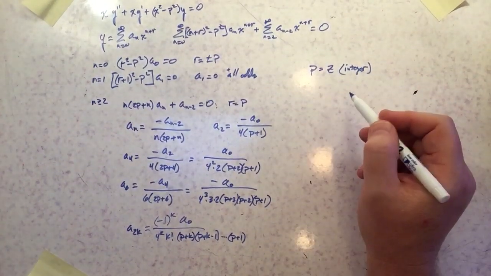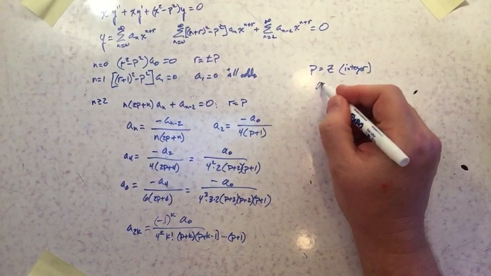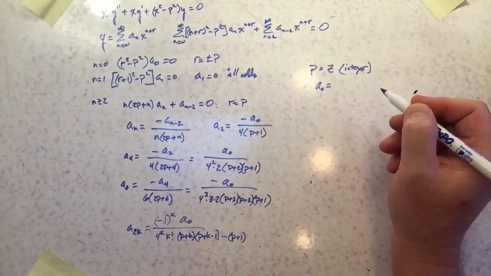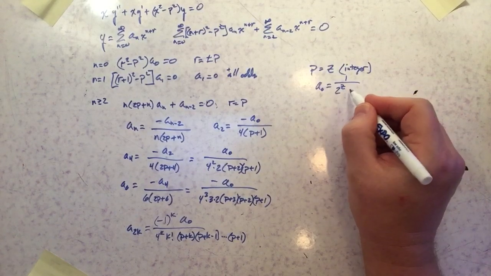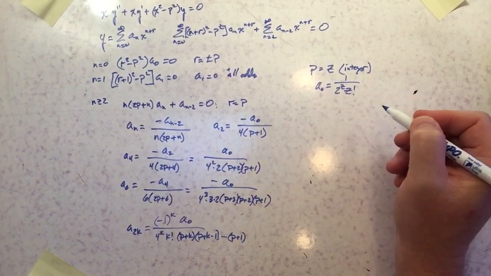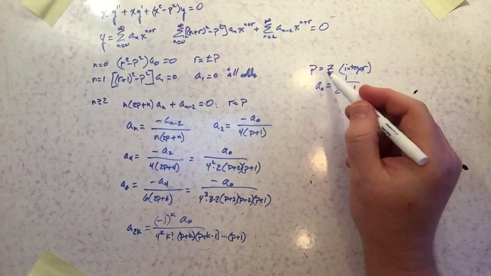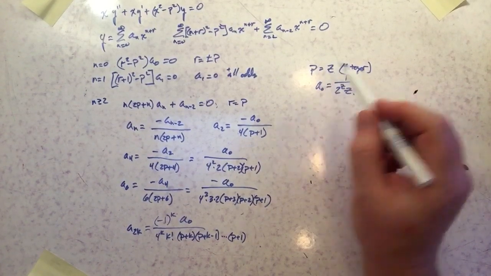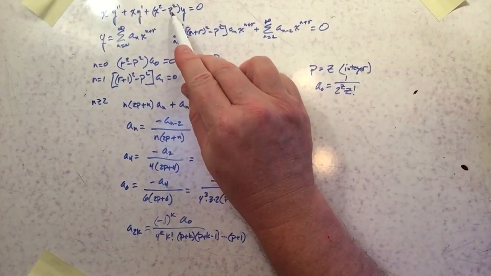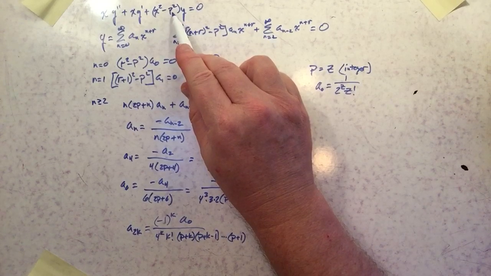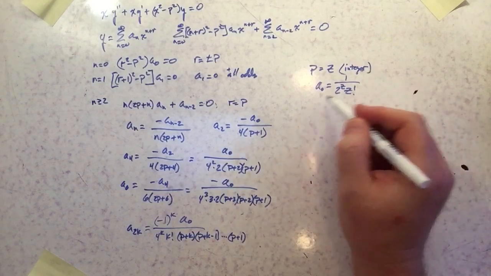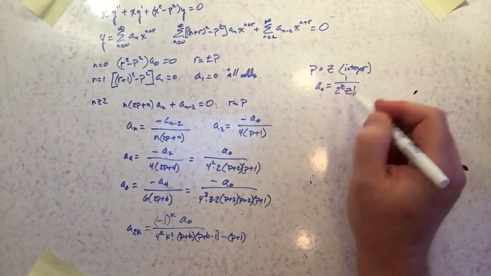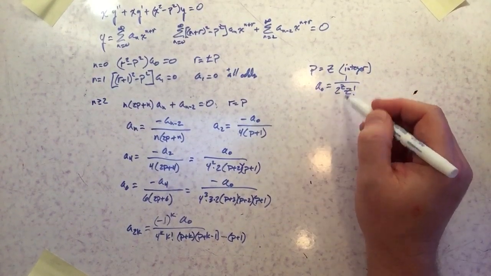The second thing I'm going to do is assume a value for a naught. I'm going to assume a naught is equal to 1 over 2 to the z times z factorial. And again, z now is the integer value that p takes on. So if on our original equation this were a perfect square, then we could go ahead and use this. Let's see what the ramifications are of using this substitution for a naught.